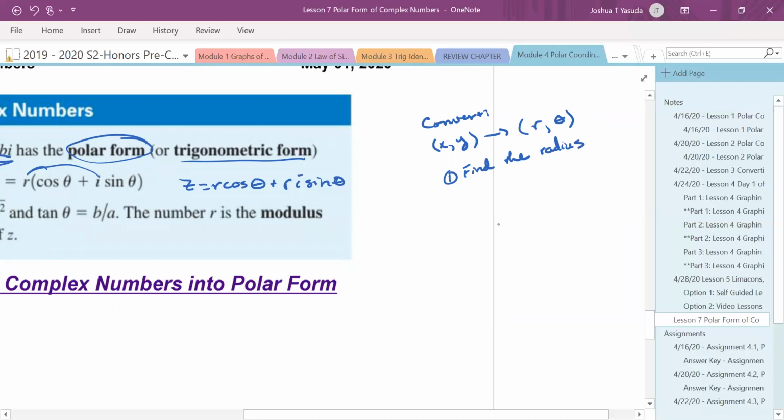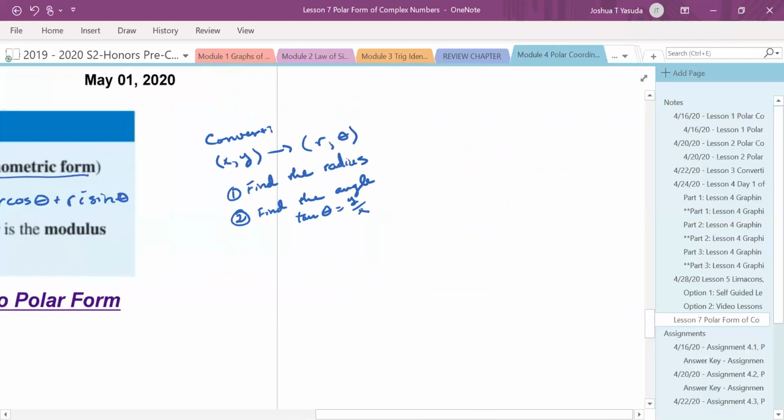Yes. Step 1, you would say find the radius. Okay. And then step 2, you would say find the angle. And how do you find the angle? You would say, the angle is done by doing the tangent of theta equals y over x. Okay. So that's the first one.